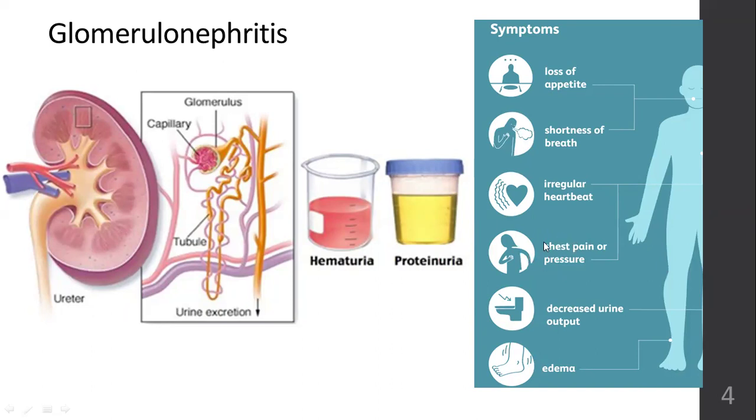And just imagine when your lungs are surrounded with too much water, edema, okay, you will definitely have chest pain, chest pressure, you will not be able to breathe properly. So that's how the signs and symptoms are related. Oliguria means decreased urine output.